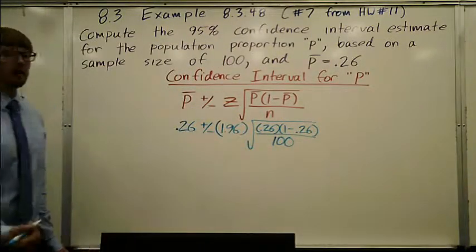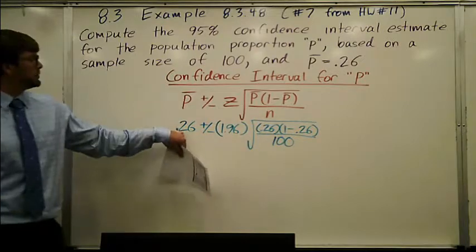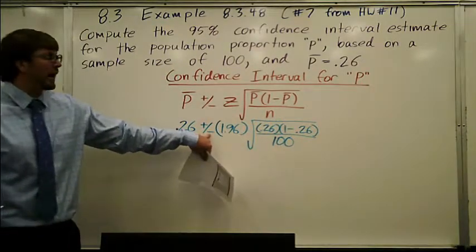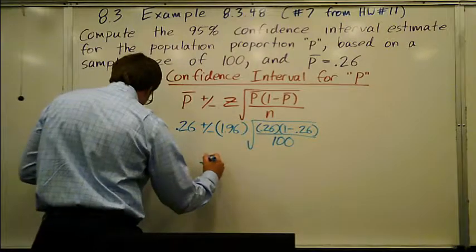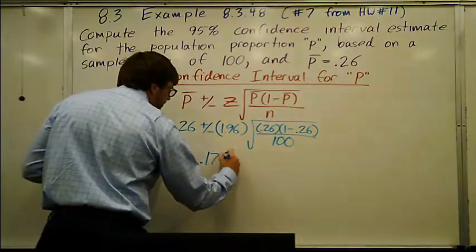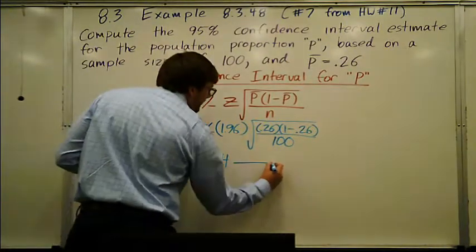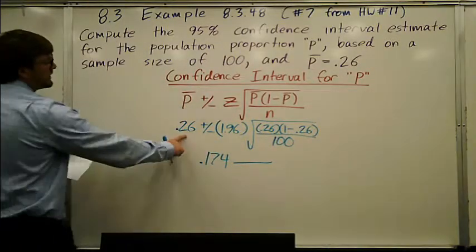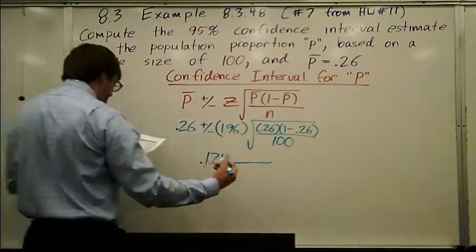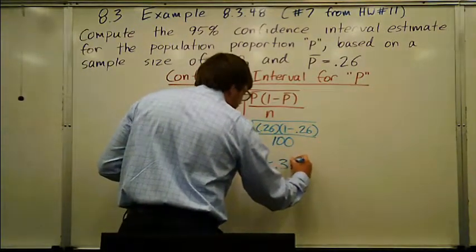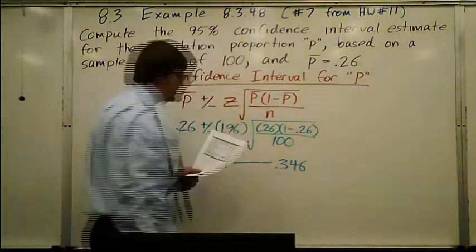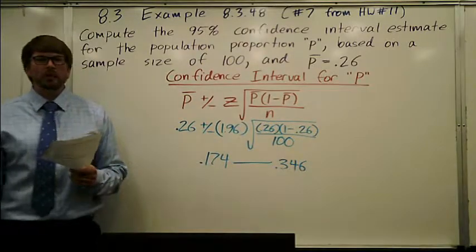So now, to figure out the lower bound, you take your 0.26, subtract all that, and you end up with 0.174. Then for our upper bound, we take the 0.26 and add all that, and we come up with 0.346. So, nice and pretty straightforward there.